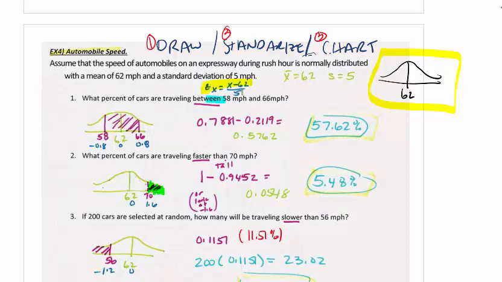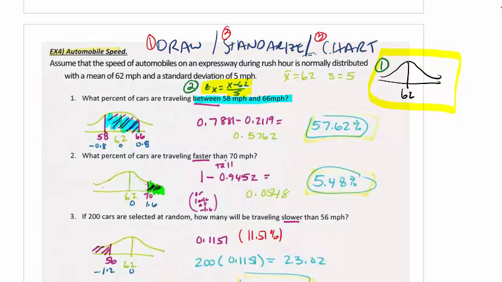My standardization for every single one of these problems: step 1 starts with the drawing, step 2 is the standardization, step 3 you use your chart. So number 1, what percent of cars are traveling between 58 and 66? So I want between 58 and 66. That's my drawing first. The 62 is always in the center.